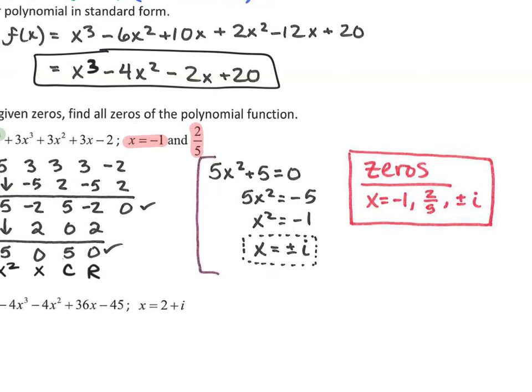Like square root of negative 1 is i. That was given to us, right? I mean, yes, the other two were given to us. The other 2 were given to us, yes.